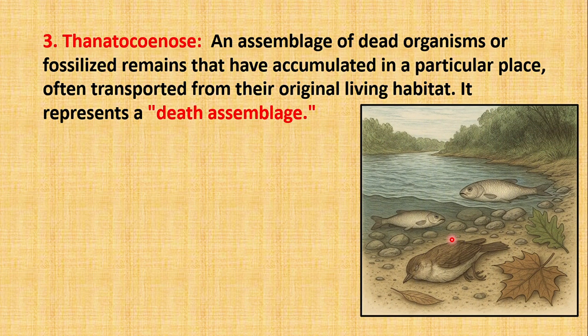See this picture. This is a bird, related to the land areas. This is a fish, the body of the fish related to the water area or the ocean. These are different plant leaves, and plant leaves are related to the forest area. All these actually live in different places, but their bodies are accumulated at one place. So this type of assemblage is known as thanatocoenosis or death assemblage.